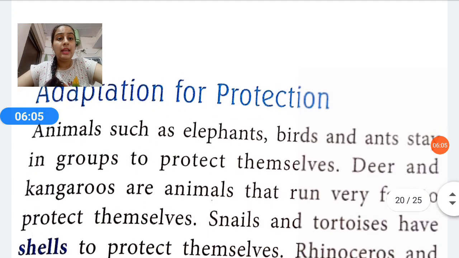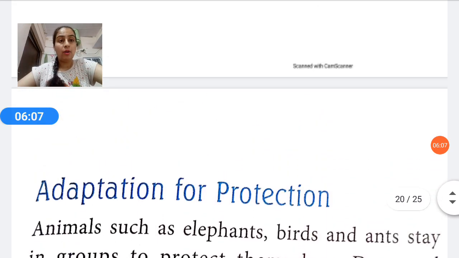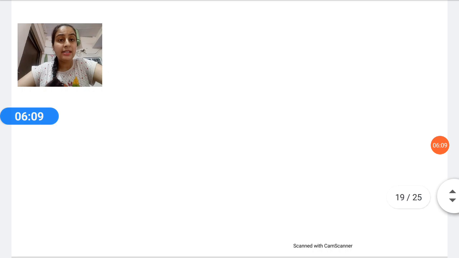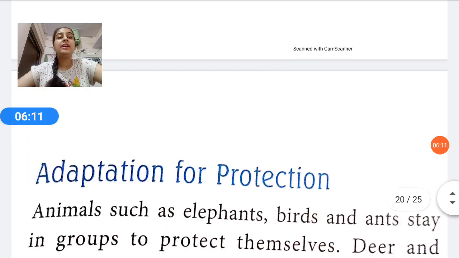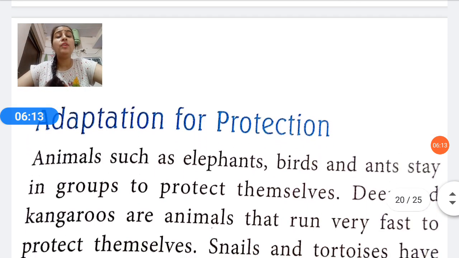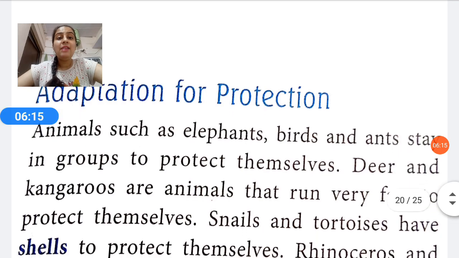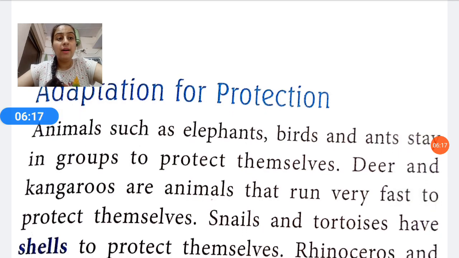Okay, now we have already discussed the adaptation according to the food habits. Now we are going to discuss adaptation for protection, how we should protect them. Animals such as elephants, birds and ants stay in groups to protect themselves. Elephants always remain in a herd. Yes, army of ants, colony of ants. They always remain in groups, so they are able to protect themselves.